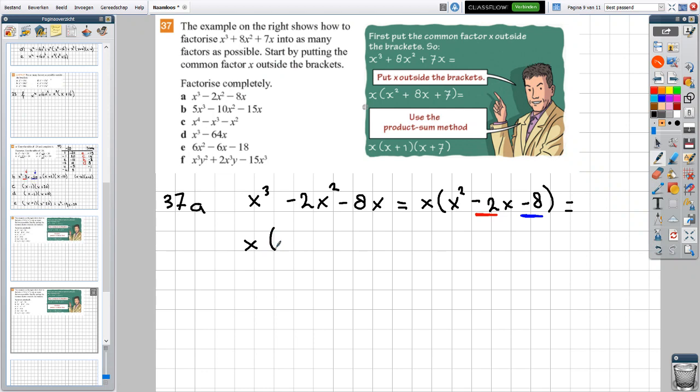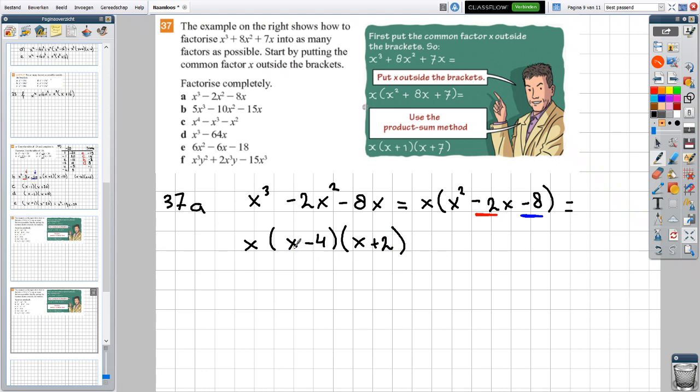I'm going to try and do this mentally. Which numbers are a possibility here? Well, minus 1 and 8 and minus 8 and 1 are not possible. The next are 2 and 4. I can do something with 2 and 4, I think. I think it's going to be x minus 4 and x plus 2.